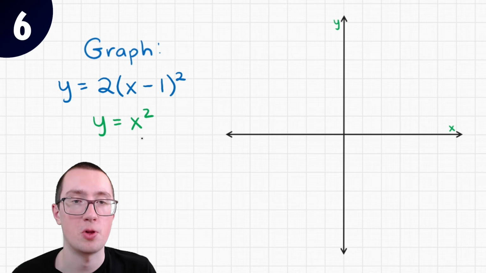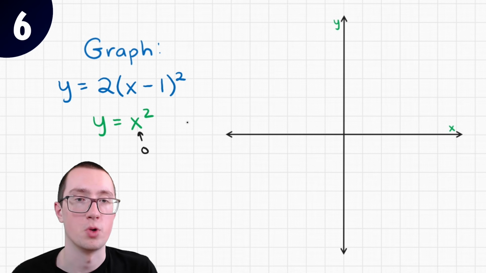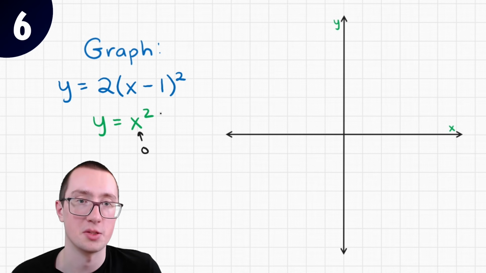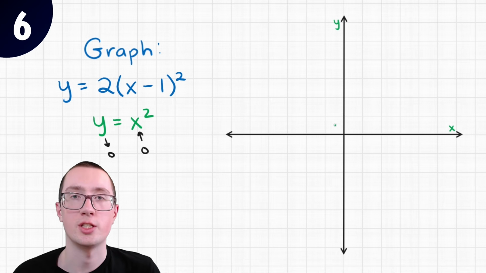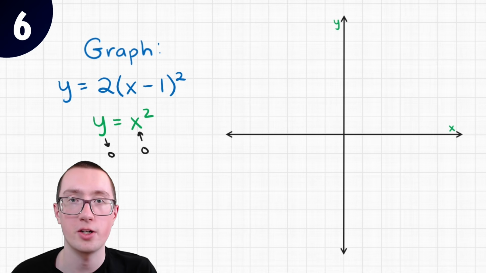So what happens if we plug in 0 for x? Well, 0 squared, 0 times 0 is 0. So when we get 0 for x, we get 0 out for y. Now we just need to plot that on our graph. 0, 0 means we're not moving to the left or right at all, and we're not moving up or down at all. So that's literally just going to be right in the center of our graph.